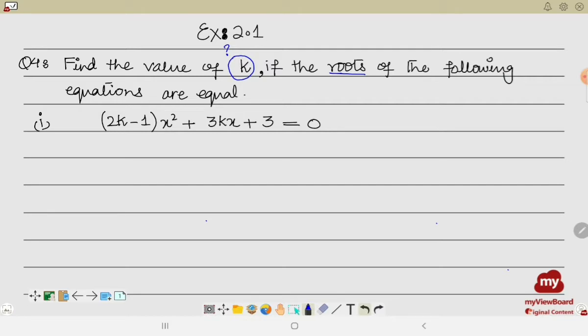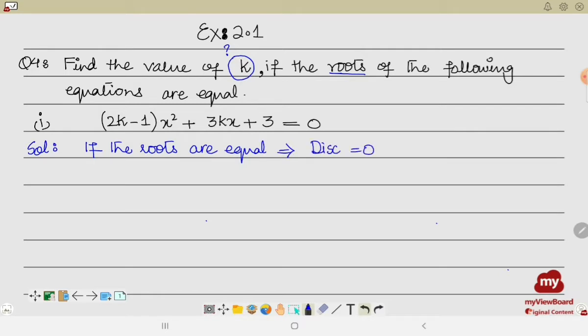So how are we going to find out the value of k? For finding out the value of unknown, we must have an equation. And we will get that equation with the help of the concept of discriminant. So let's recall and apply the condition, because it is already given: if the roots are equal, this implies that the discriminant is equal to 0.